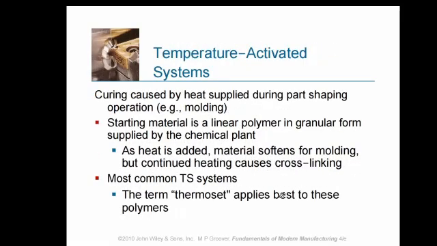Curing caused by heat during the molding process, and the starting material of thermoset plastic is a linear polymer, which is in granular form, so it's supplied as granules or pellets, plastic pellets or plastic granules, which are heated to soften the material. And once the material is softened, it is then molded into a certain shape.